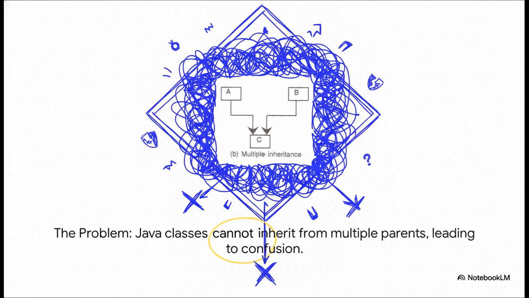So why do we even need this? Why is this so critical? Well, here's the thing. In Java, a class can only inherit from one parent. It can only have one direct blueprint. If you tried, like you see here, to have class C inherit from both A and B, things would get messy fast. If A and B both have a build method, which one should C use? It's a classic conflict, sometimes called the diamond problem, and it's a huge headache for architects.